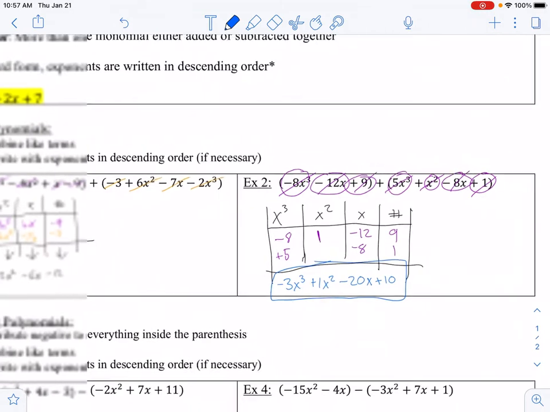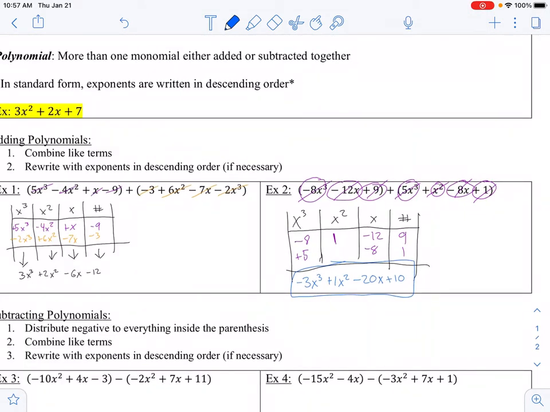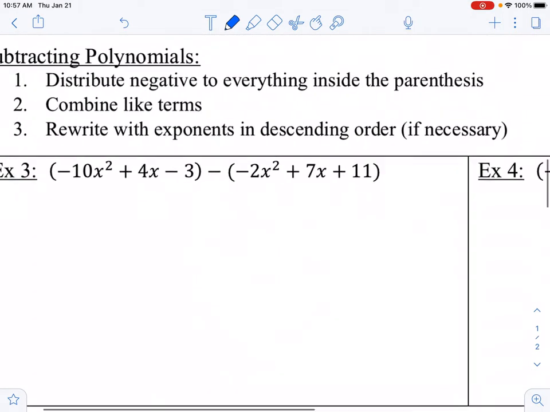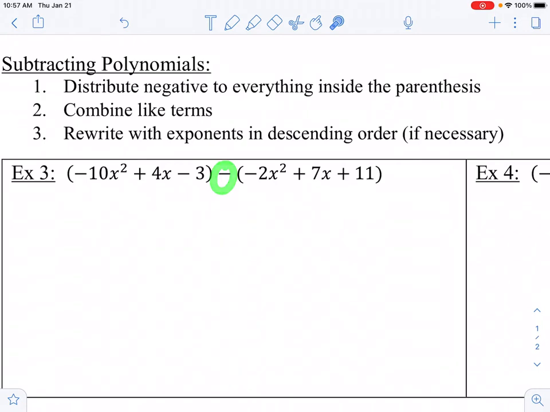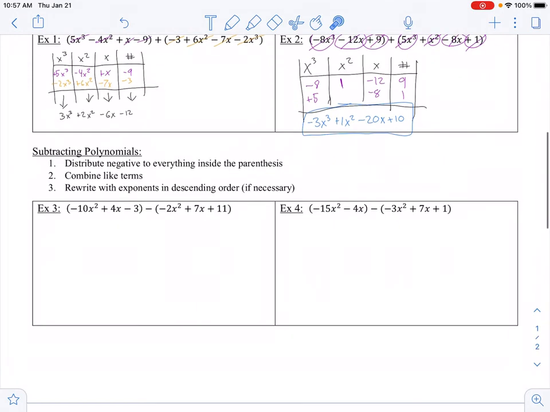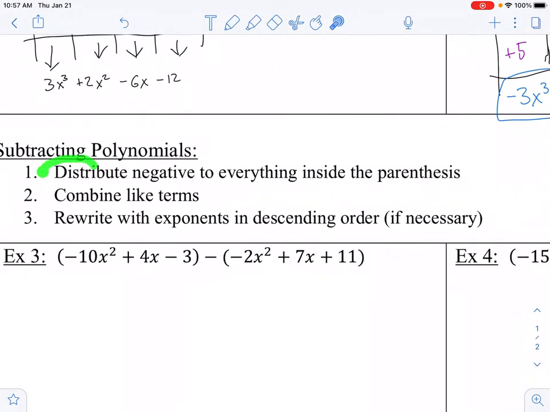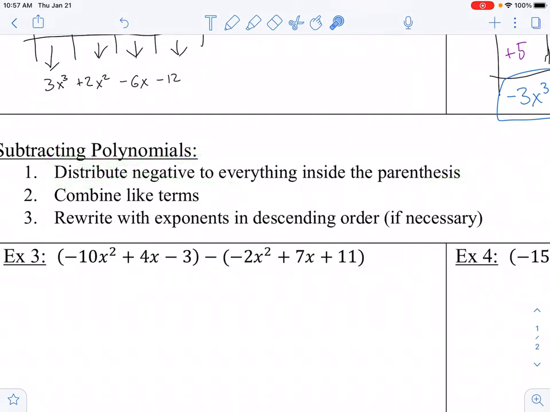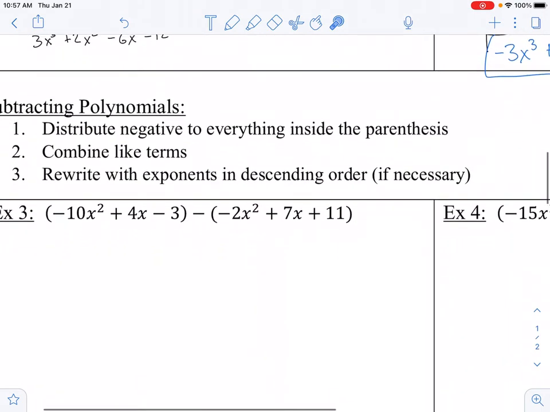So when we have a plus sign, no big deal. When we have a minus sign, a minus in between, there is a little bit of a different rule, and then we go back to doing the same thing that we did with adding. So here's the different rule: we have to distribute the negative to everything inside the parentheses that the negative is attached to. So this negative is attached to everything over here. It is not attached over here. So this negative is affecting all of these things. So I'm going to distribute that negative in.